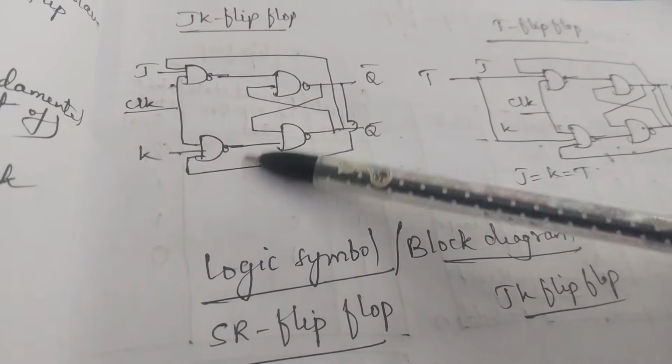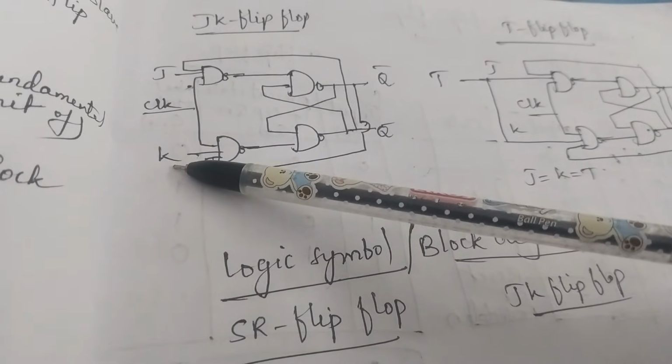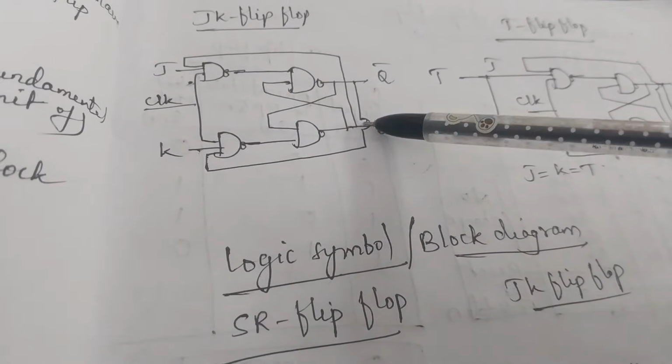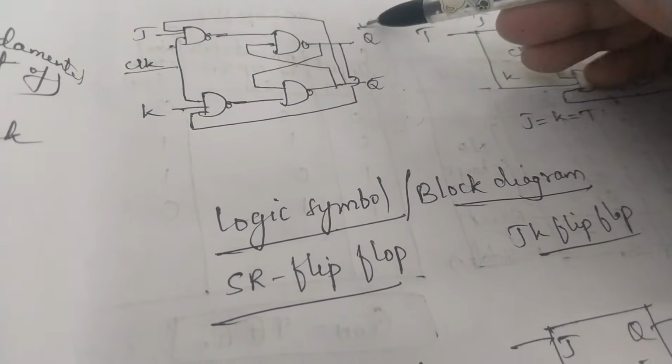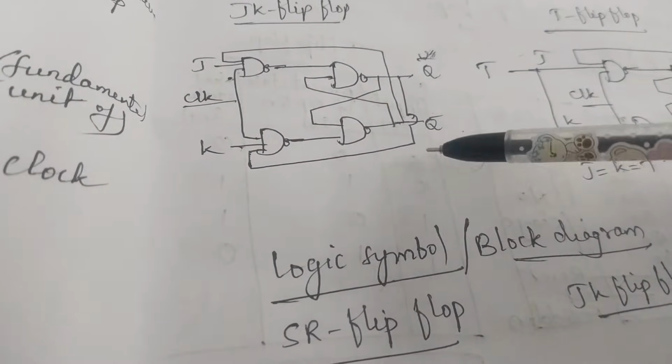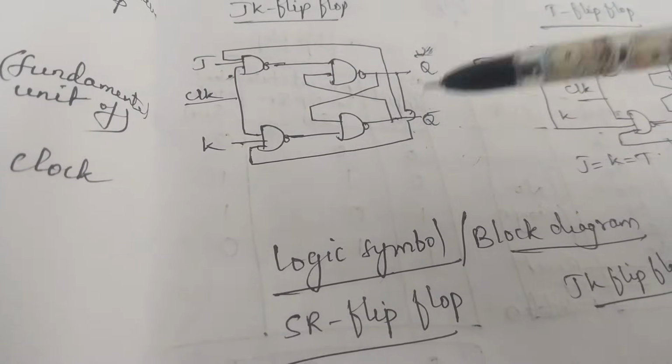See here, this diagram is similar to your SR flip-flop. Here the J input is similar to the S input, and the K input is similar to the R input, but the only difference is from this Q. This is the Q output, this is the Q bar output. So from this Q bar output I have taken a feedback. So look at this connection.